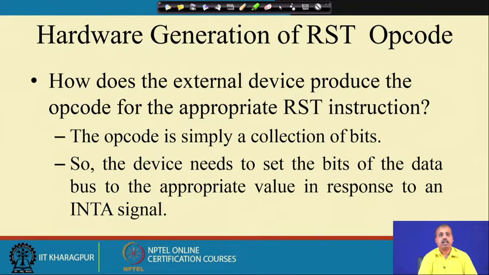Now, the question is how a device can generate the RST opcode. This is a very important thing, because the device is made for some special purpose, but it has to do this additional job if it wants to interface with the 8085 using this INTR line. How does it do this? As we know, any opcode is nothing but a collection of 8 bits.